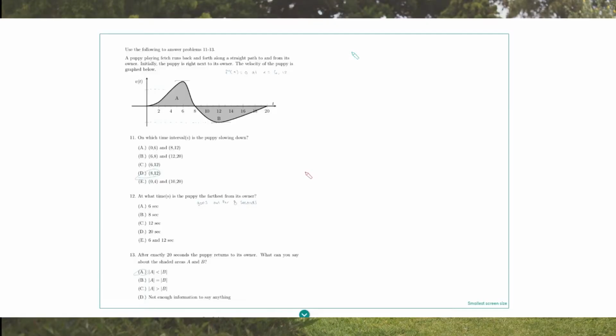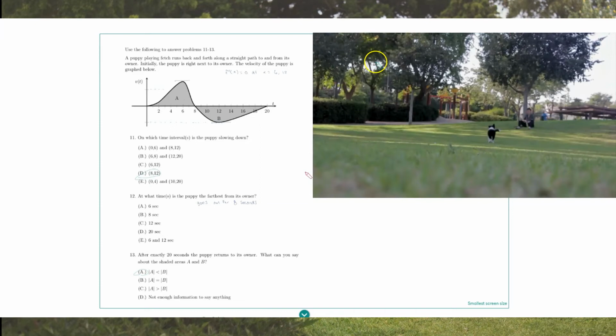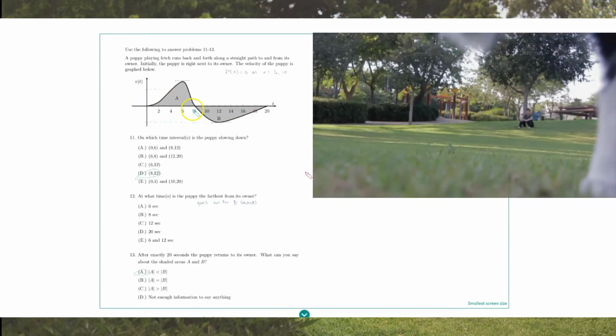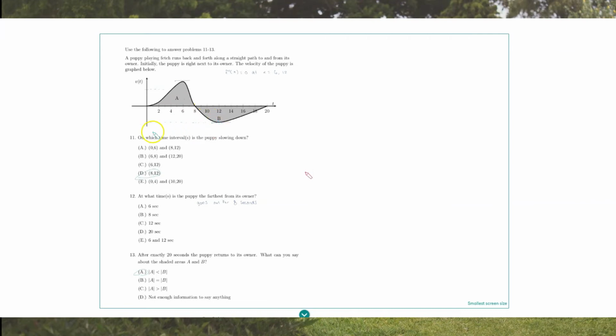So it says a puppy playing fetch runs back and forth along a straight path to and from its owner. Initially, the puppy is right next to its owner. The velocity of the puppy is graphed below. So that's v of t versus t. Okay? So it looks like we've got it over 20 seconds, and we've got, looks like, region A and B.